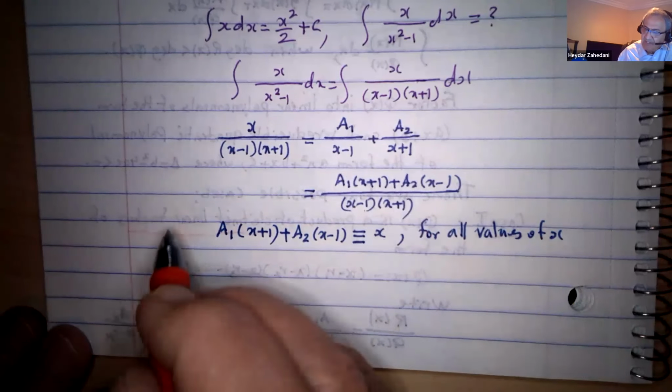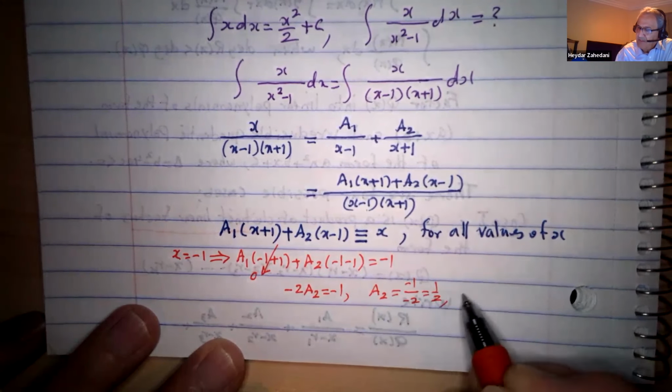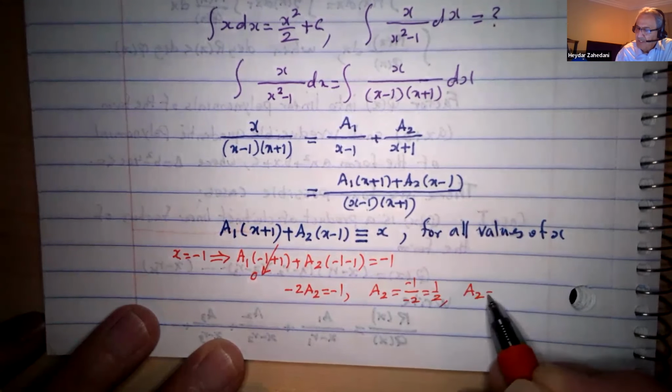This would be 0. So we get this next one. Negative 1 minus 1 would be negative 2, so we get negative 2A2. Negative 2A2 is equal to negative 1. So A2 would be negative 1 over negative 2, which is equal to 1/2. So your A2 would be 1/2.